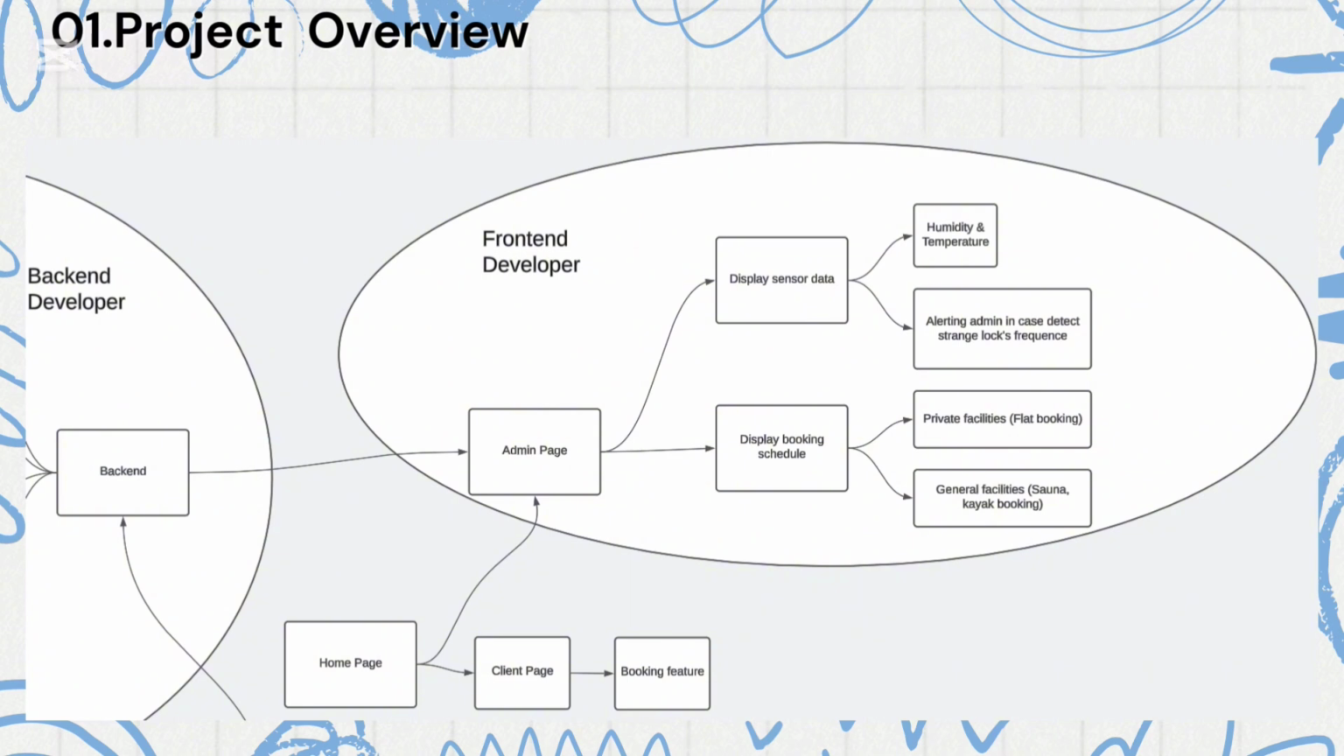The user will come to the homepage, and based on the user privilege, they may navigate to the admin or client page. And on the client page, we have a booking feature.